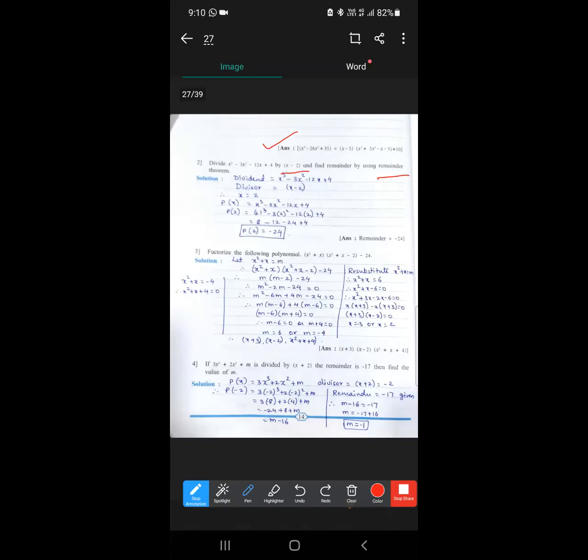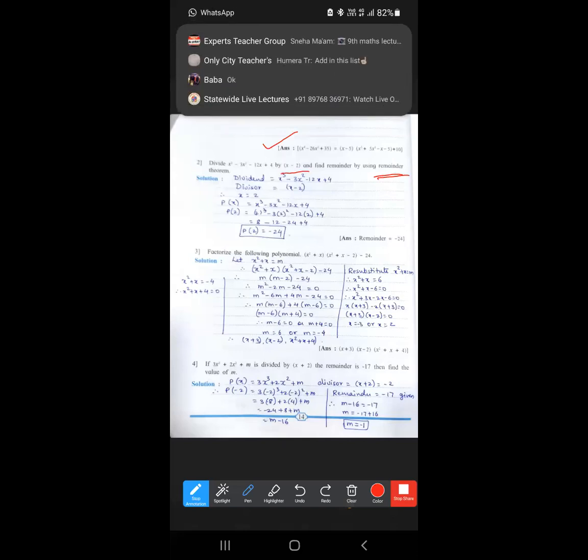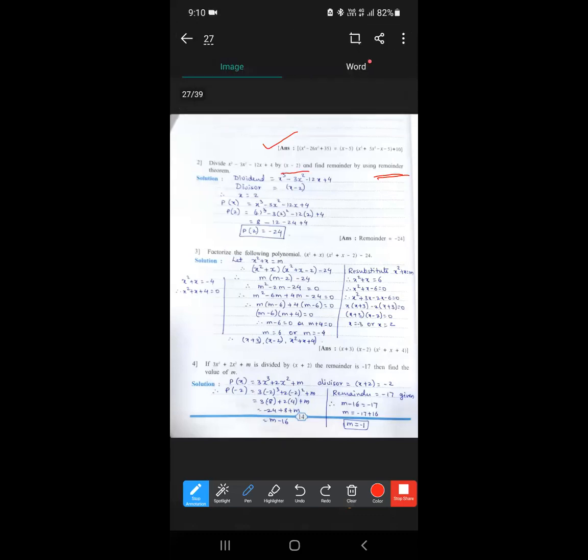Now in this chapter we have studied three types of methods, that is factor theorem, remainder theorem and synthetic division. Using any of these three methods, you will get the same answer, whether you solve the question by remainder theorem, by factor theorem or by synthetic division.